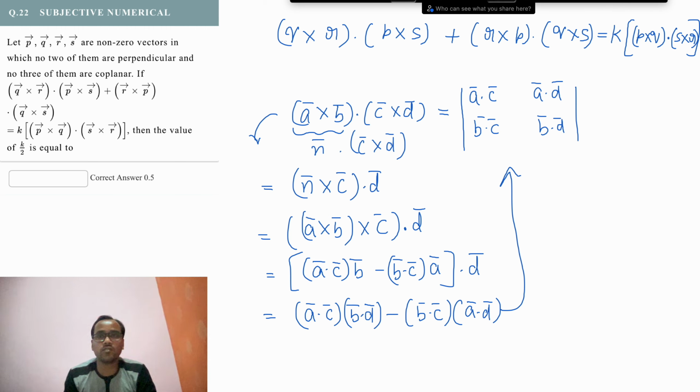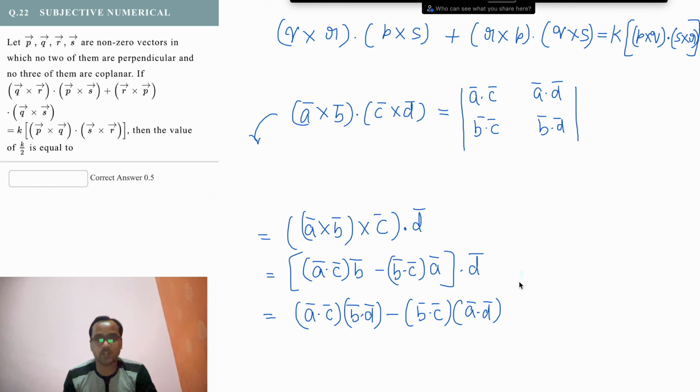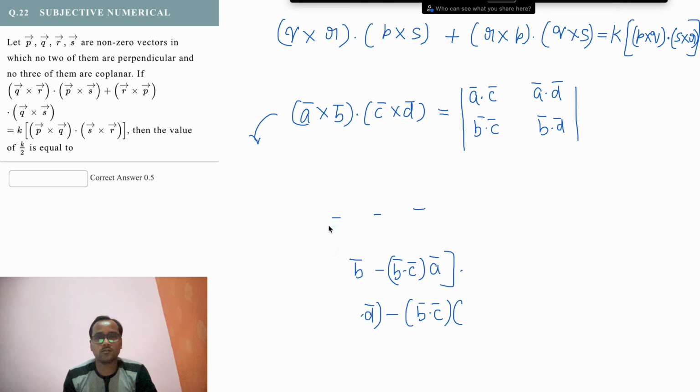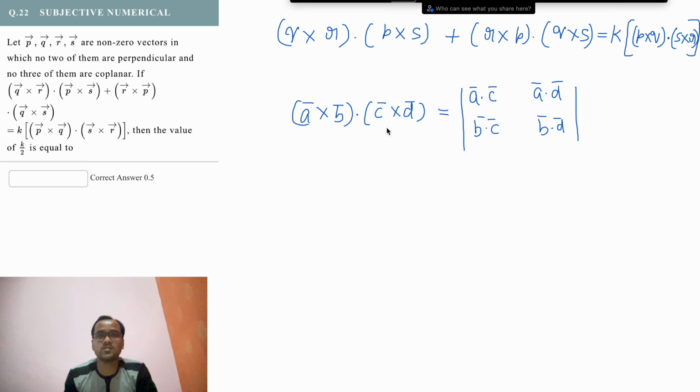I'll be erasing it now. You can pause the video and note it. So let me erase this here so that I can solve the question. If we know this concept, or this formula, then we can write this.